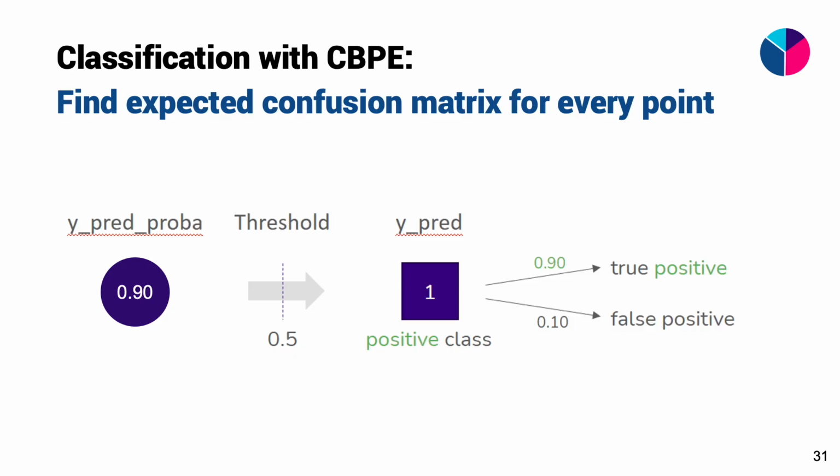Then, because we know that this predicted probability in the limit for the whole batch is true, actually corresponds to 90%, we can say that this is a positive class because we observed that the model returned a positive prediction, and we can say that there's a 90% chance that it's a true positive and a 10% chance that it's a false positive because we know that the probability is correct.